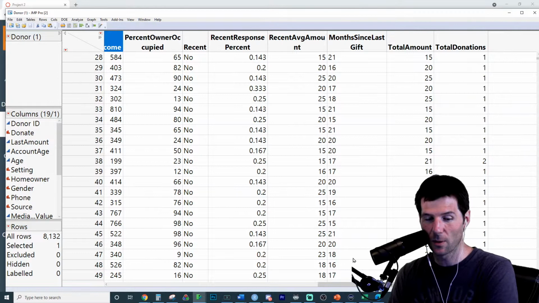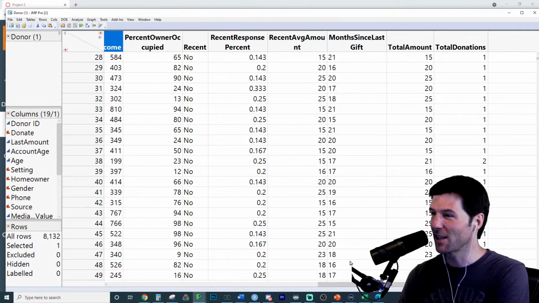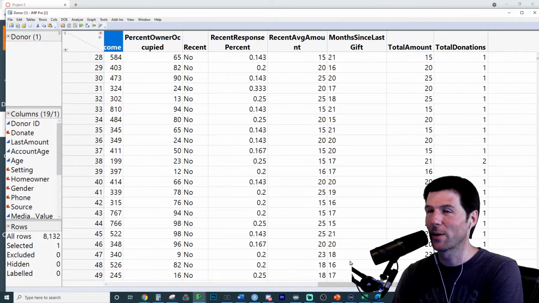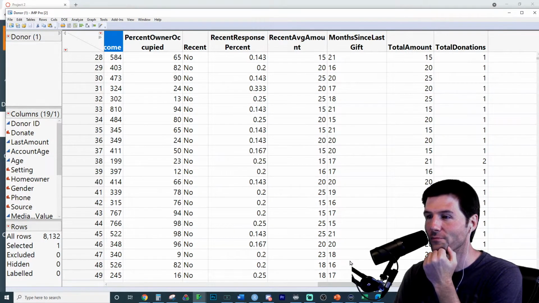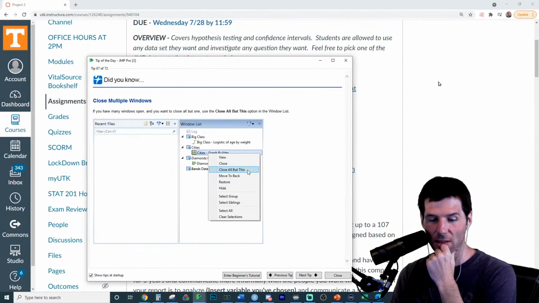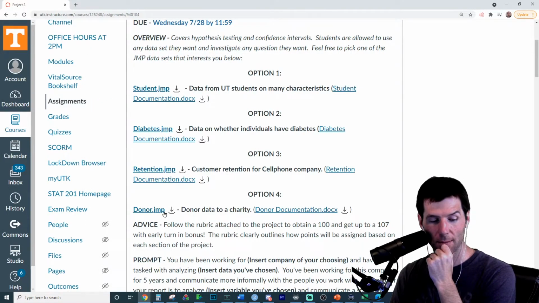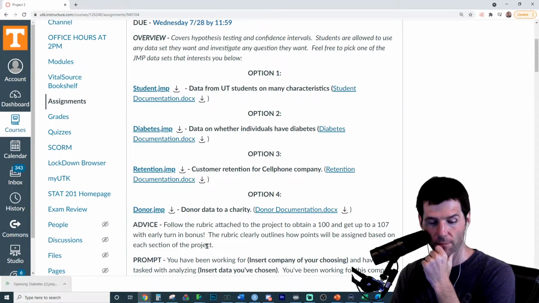I don't love this data set for this question. I picked a data set I don't really like. Response rate percent. I don't love this data set. I'm going to go to a different data set. Let's go to the diabetes one. Here we go.